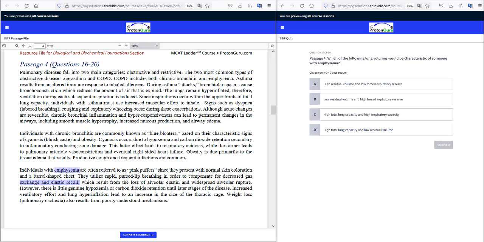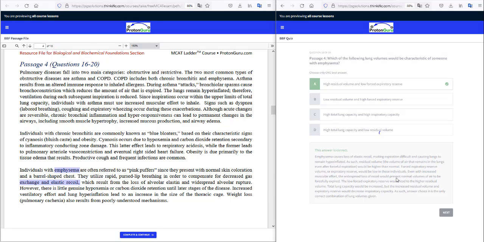So what matches this analysis of the situation? High residual volume, yes. Low forced expiratory reserve. Those are the two that match our discussion of the situation in someone with emphysema due to the loss of elasticity. Let's see if that's correct. Yes, and we have a discussion that essentially follows what we just went through here.